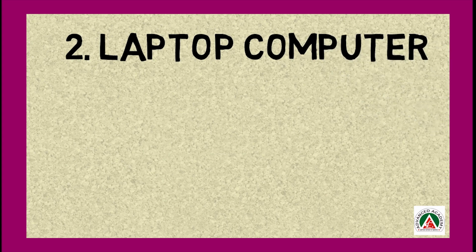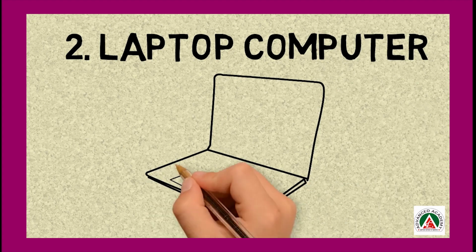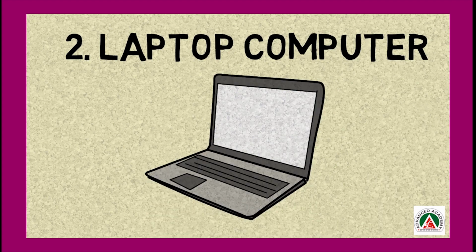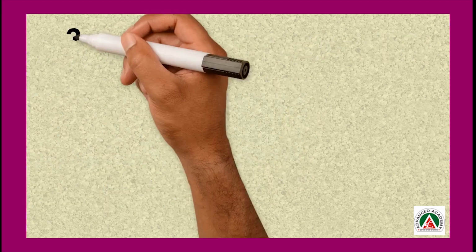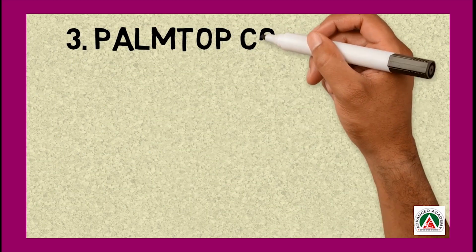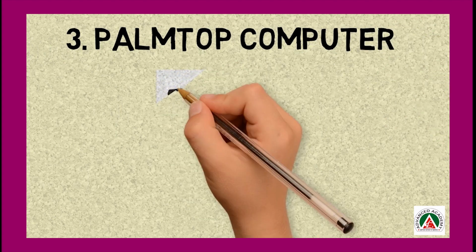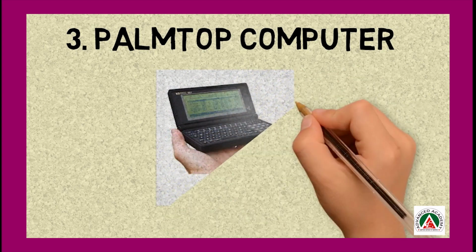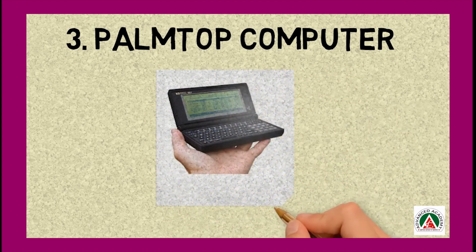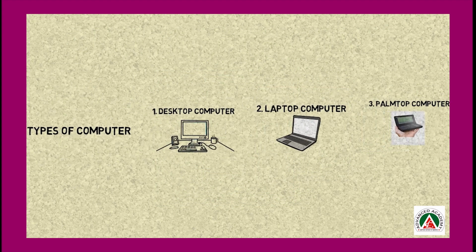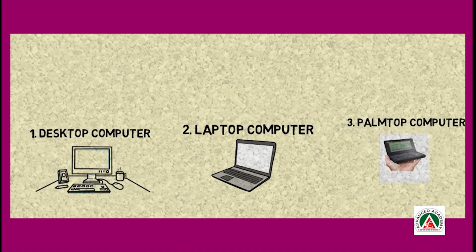Second is the laptop computer. Laptop computers are the computers which you can place on your lap and can work on it. Then third is the palm top computer. You can easily keep palm top computer on your palm and can work on it. I think you might have not seen it, but now you can see it through picture. So three types of computers are desktop computer, laptop computer and palm top computer.